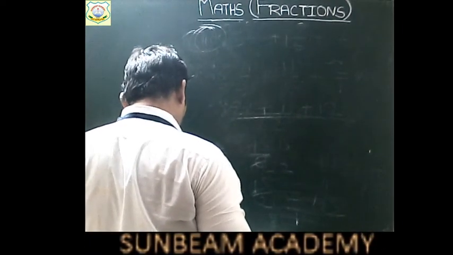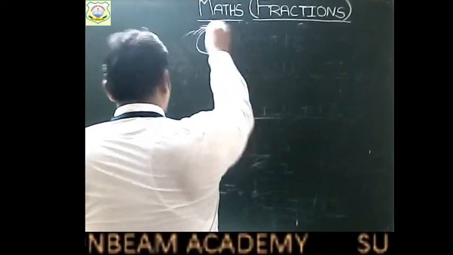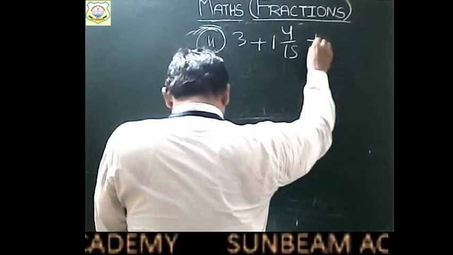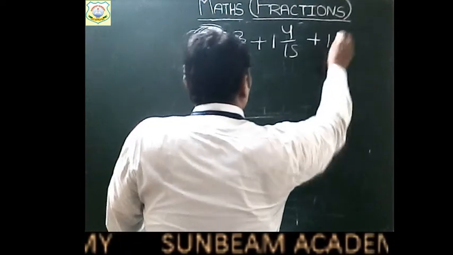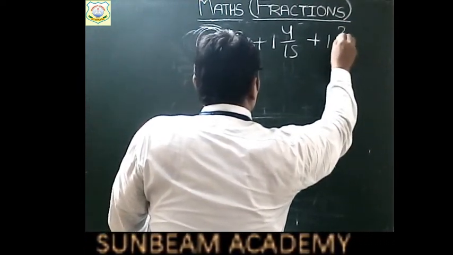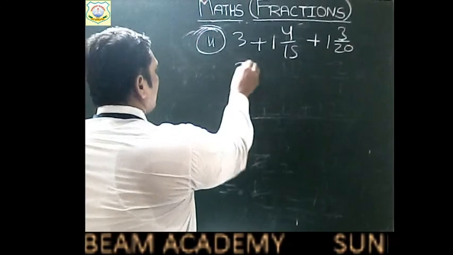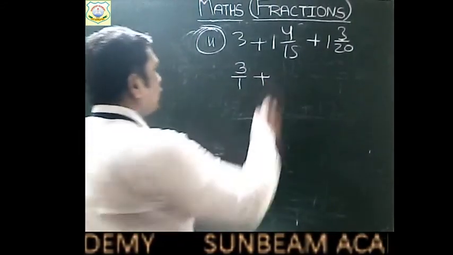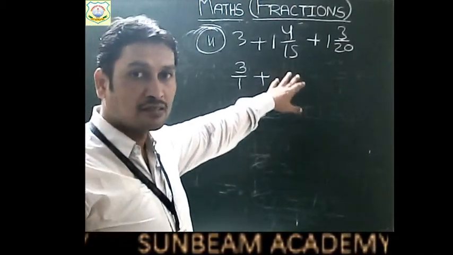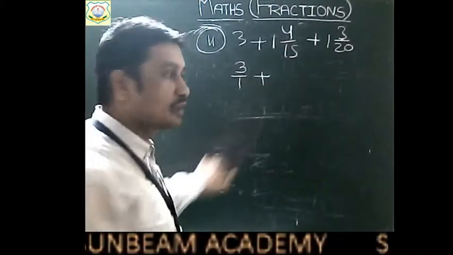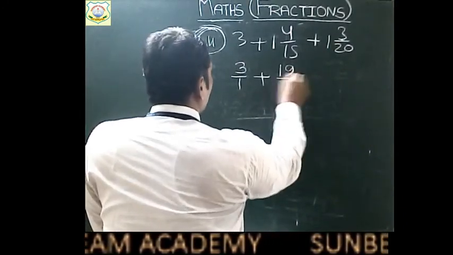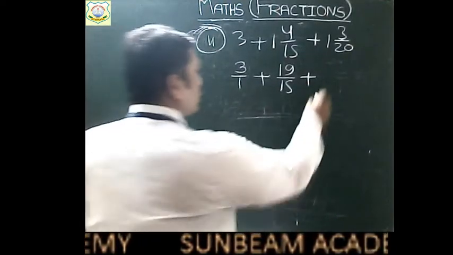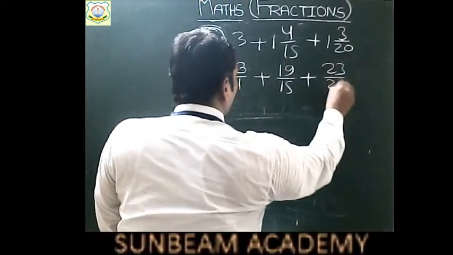Suppose I am solving question number 11. 3 plus 1 whole 4 by 15 plus 1 whole 3 by 20. Right? So firstly 3 will be written as 3 by 1, plus 1 whole 4 by 15. Convert this into an improper fraction. 15 times 1 is 15, plus 4, 19. So 19 by 15 plus 20 times 1 is 20 plus 3, 23 by 20.